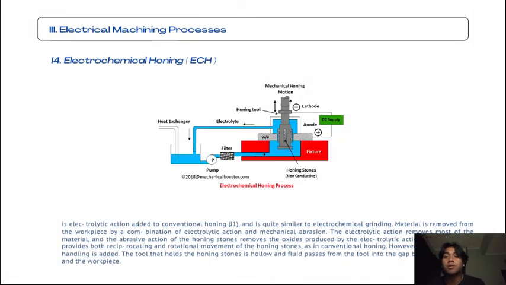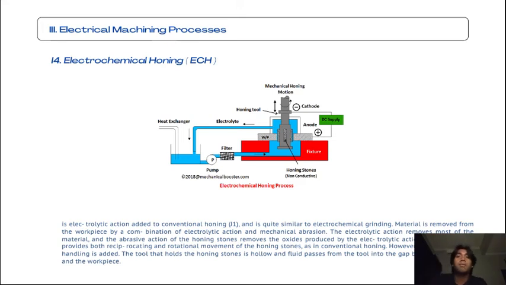Now we're going to the fourth subtopic from electrical machining processes, which is electrochemical honing, or ECH. It is electrolytic action added to conventional honing and is quite similar to electrochemical grinding. So material is removed from the workpiece by a combination of electrolytic action and mechanical abrasion. The electrolytic action removes most of the material. The abrasive action of the honing stones removes the oxide produced by the electrolytic action.